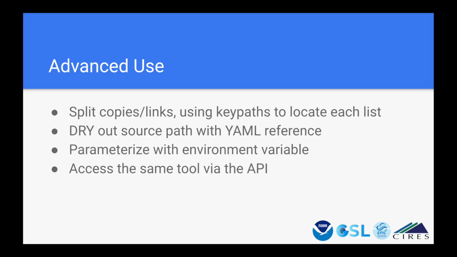Now let's look at a more advanced use case. We're going to edit our configuration so that our files are specified in two separate lists, one of files to copy and one of files to link. We're going to take a repeated prefix path and dry it out as a separate YAML variable that we can then reference. And we're going to parameterize the entire configuration via an environment variable. Finally, we'll use the API to perform the same action we just performed with the CLI.